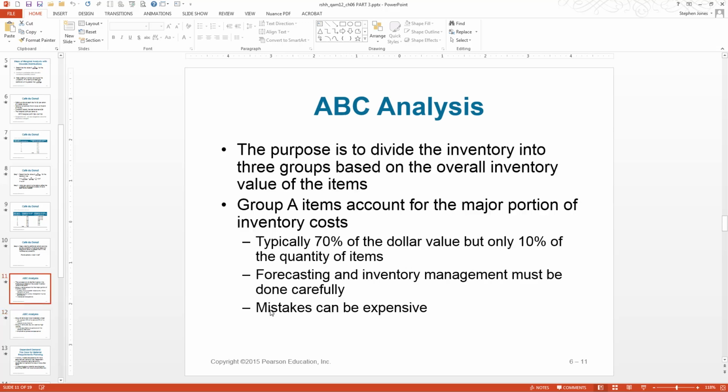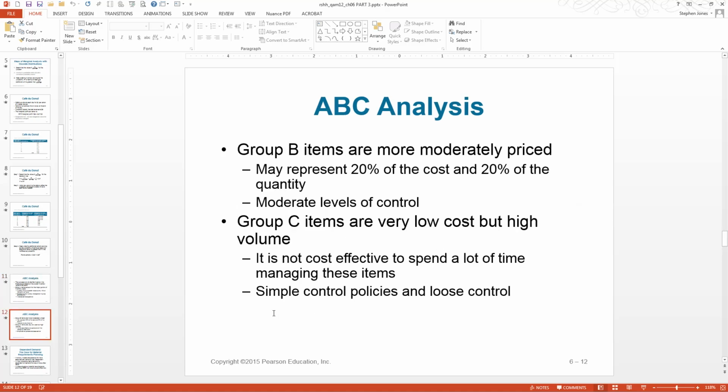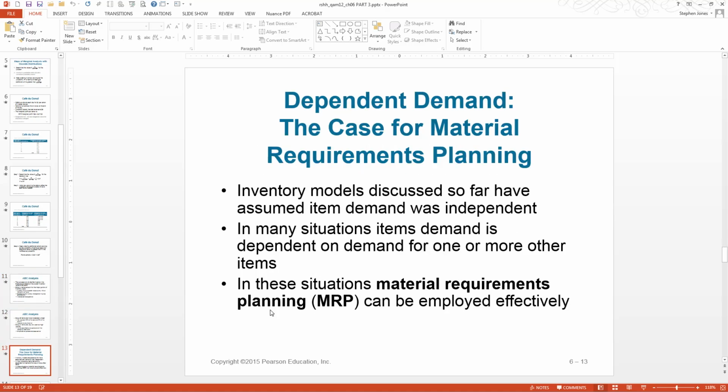But if you were on the A item list, you'd be counting each and every one of those, because not knowing how much of that inventory was on hand or if it was the right quality could be detrimental, very detrimental to your operations. Okay, dependent demand.